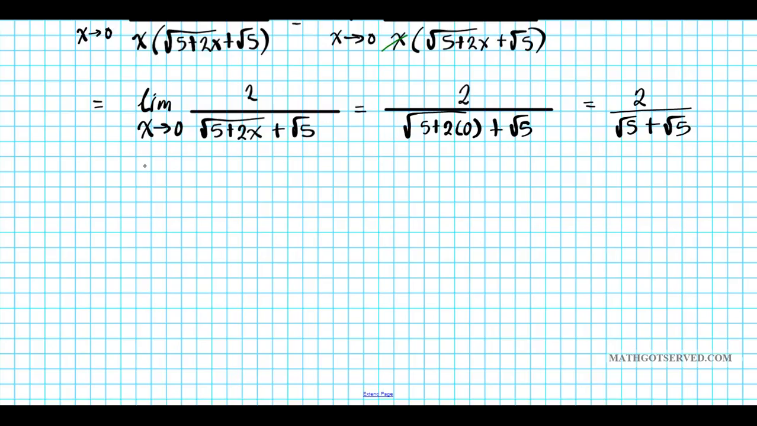That becomes 2 divided by 2 times the square root of 5. The 2's divide out. Okay, and then you have 1 over the square root of 5, which can be simplified by rationalizing the denominator, multiplying by root 5 over root 5, and that gives you a final result of root 5 over 5. That is your limit.